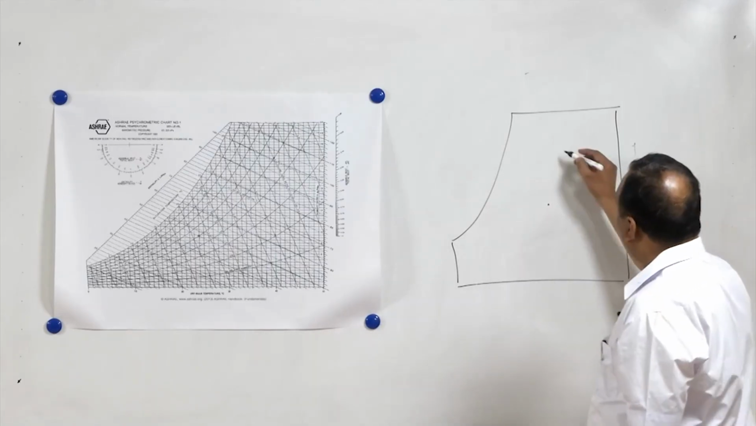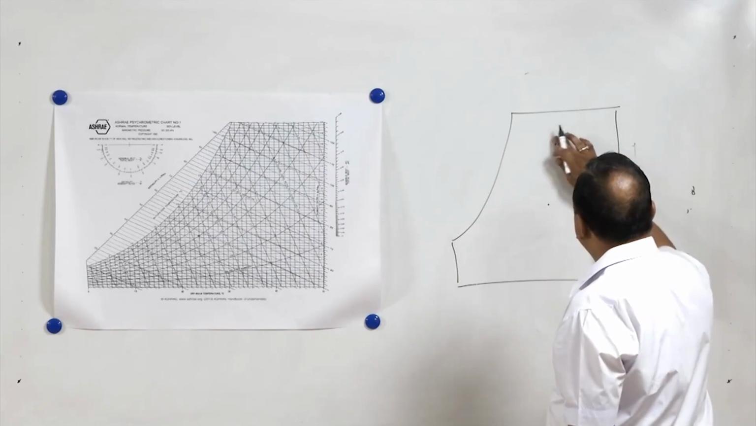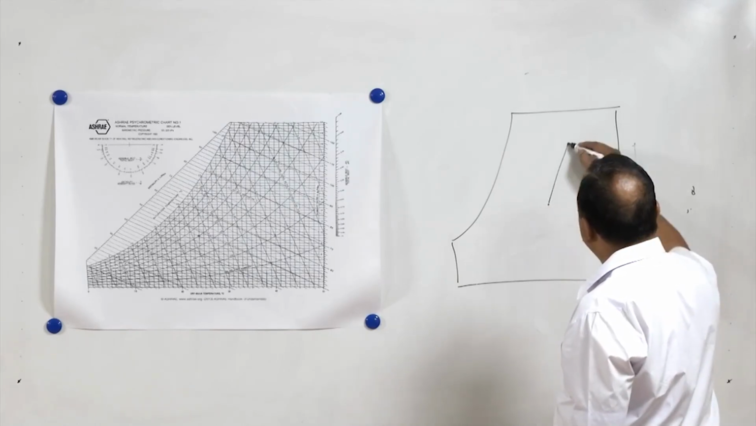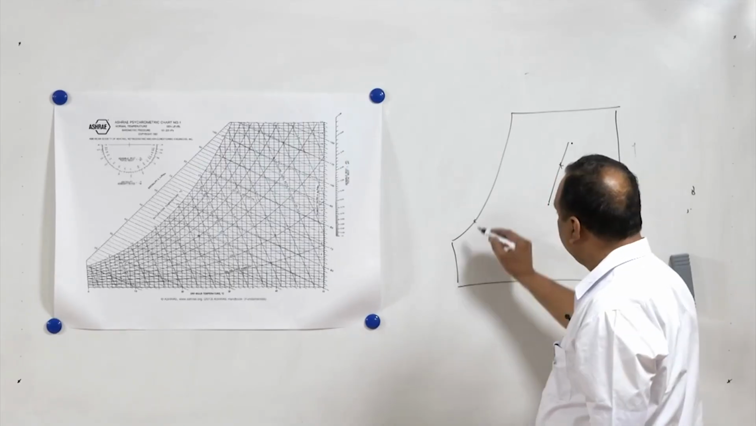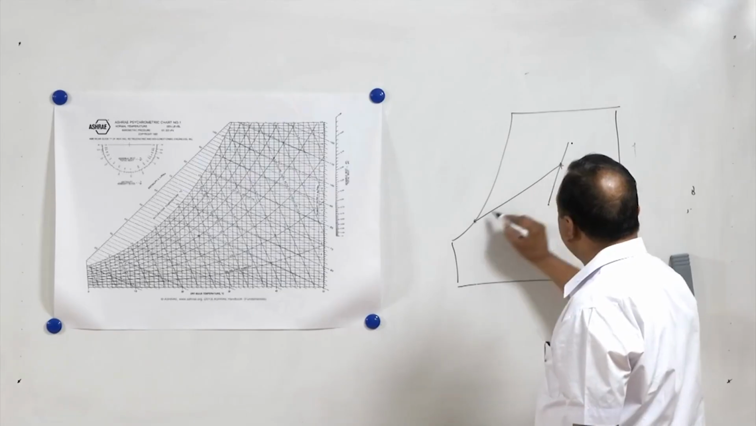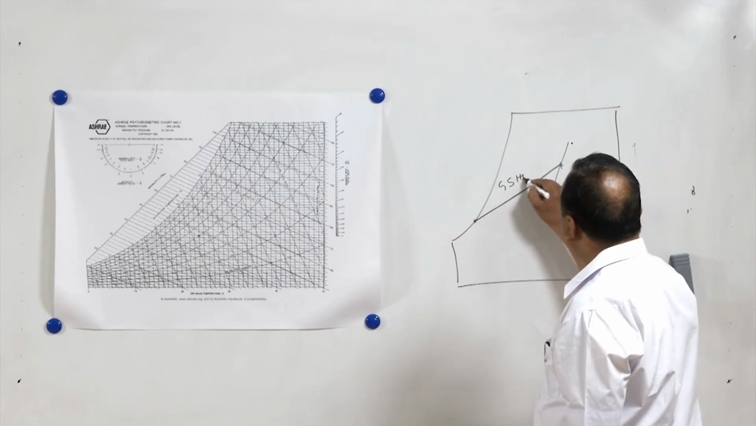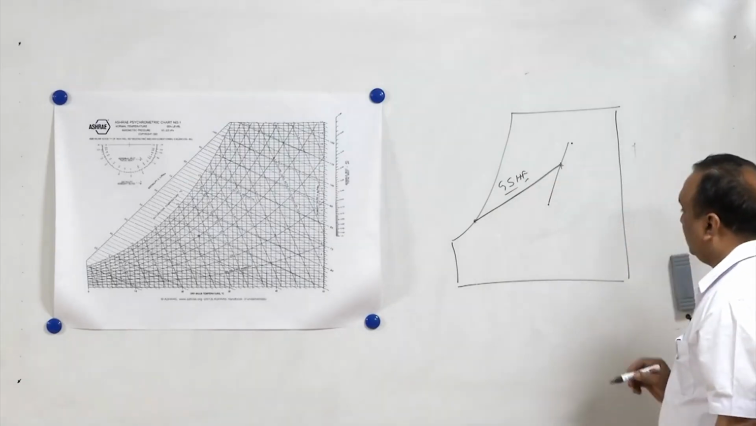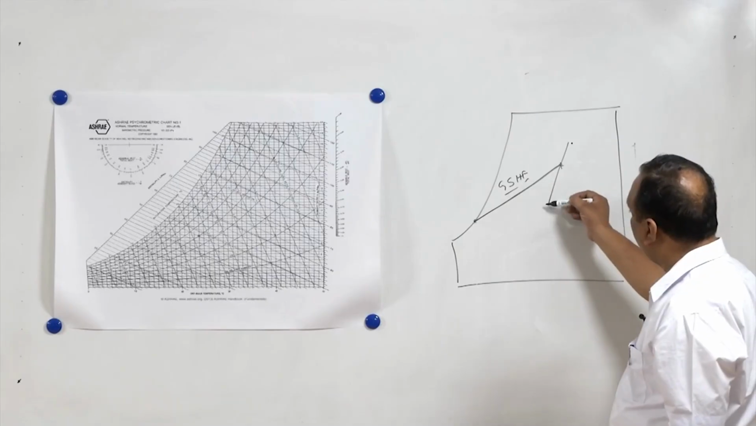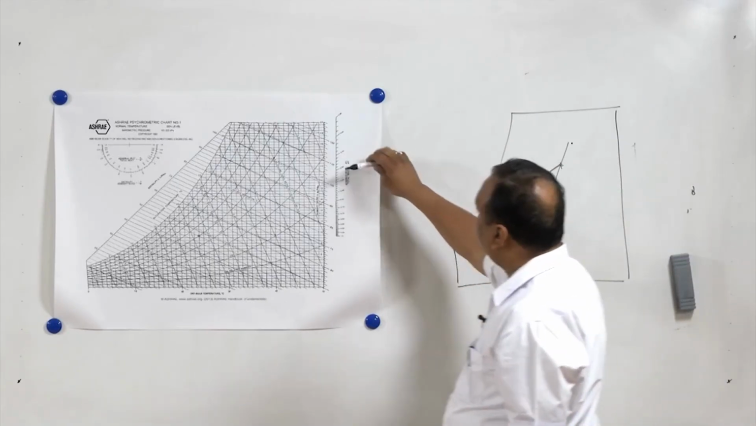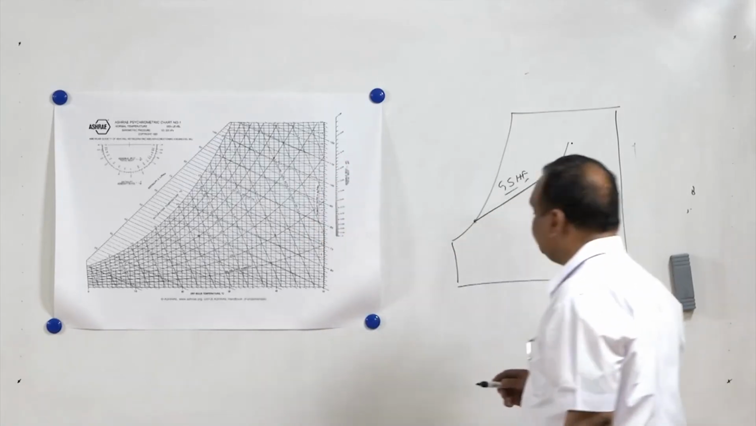Now the outdoor condition is this one, suppose, and let us assume there is also mixing. If there is mixing, the condition is this, and the coil temperature is this. Now, this is the gross sensible heat factor line. Definitely, the gross sensible heat factor line has a higher slope than this one, so the gross sensible heat factor will be less than the sensible heat factor of the room.